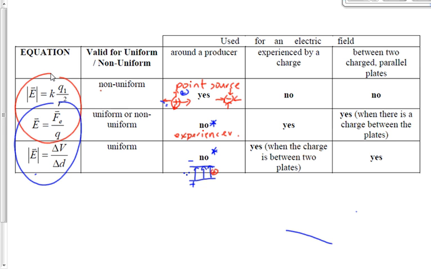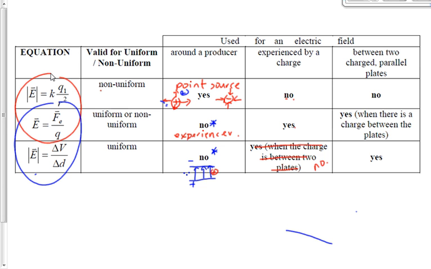Can we use these equations when we're dealing with the electric field experienced by a charge? Well, no, this is the producer equation, right? This is nothing to do with the experiencer. Of course, this one I'm going to change actually. You can use this in the context of an experiencer, just the same as you can the first one in the context of an experiencer, but it's not for an experiencer. It's for a producer. So we're going to say no for this one, even though you can use it with the experiencer equation, but it's no different than the first one in that sense.